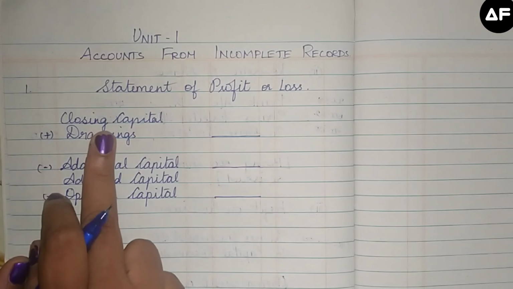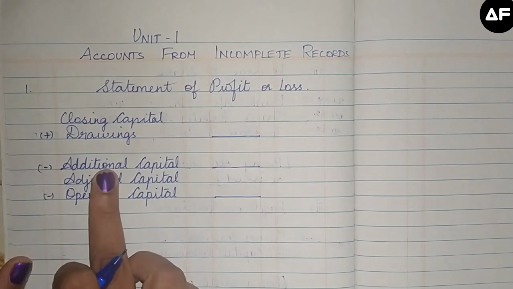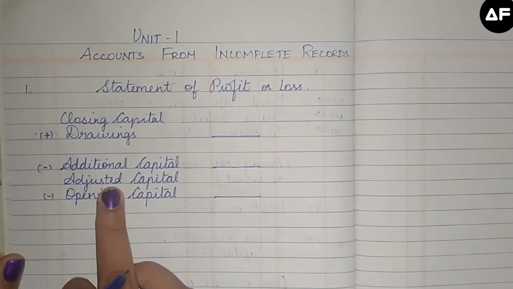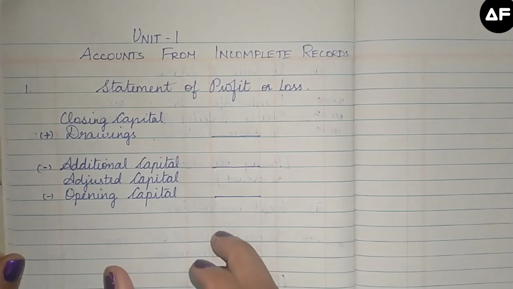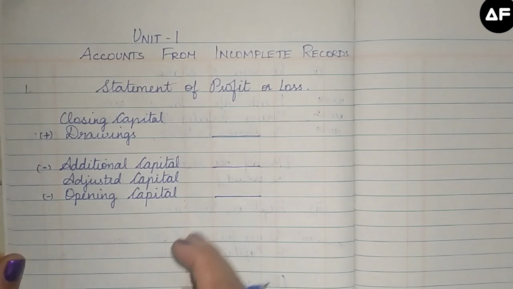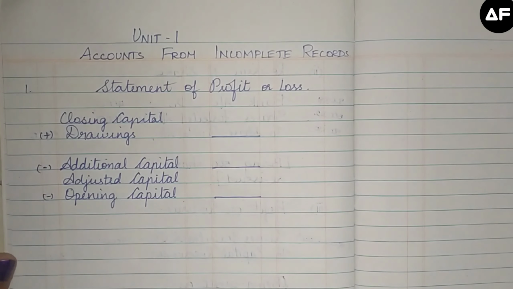So the format is closing capital. You must add drawings, and from the answer which you get, you must subtract the additional capital. The answer which you get is called the adjusted capital, and minus opening capital. Finally, what answer you get, if it is a positive answer, it's going to be profit. If it's a negative answer, it's going to be loss. As you do the sums, you'll get the hang of it, right?